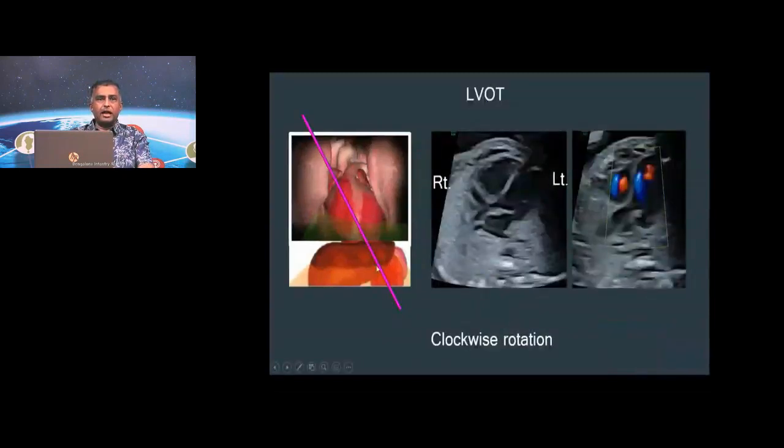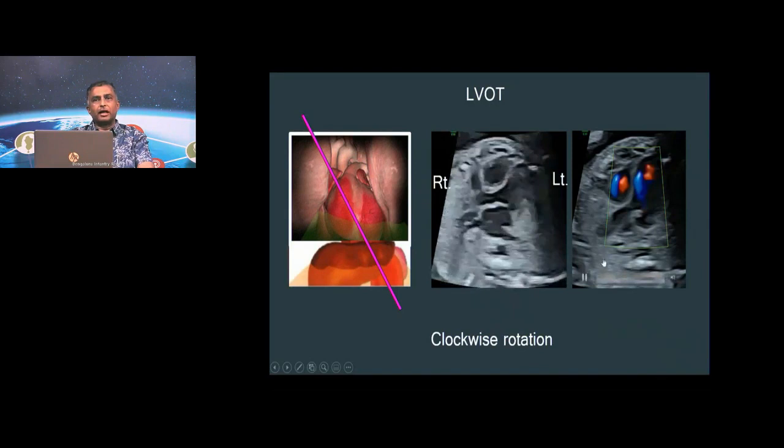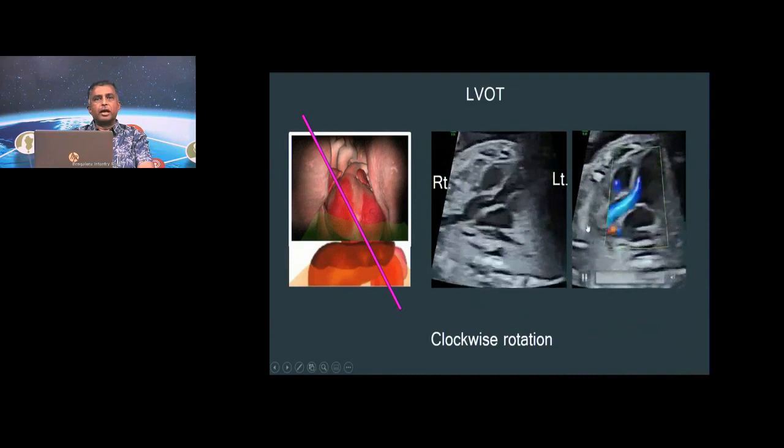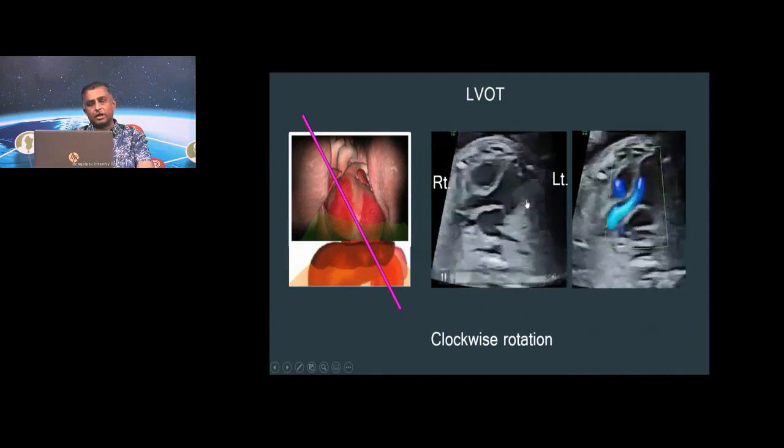Now, to get the LVOT, my starting point was a 4-chamber view, which was an axial view, and now I have rotated the transducer clockwise by 45 degrees. When I do that, I get the classical LVOT that you see here, and that's the color LVOT. You can see the aorta taking the blood away from the transducer in blue, and that's the aorta in grayscale imaging, right?